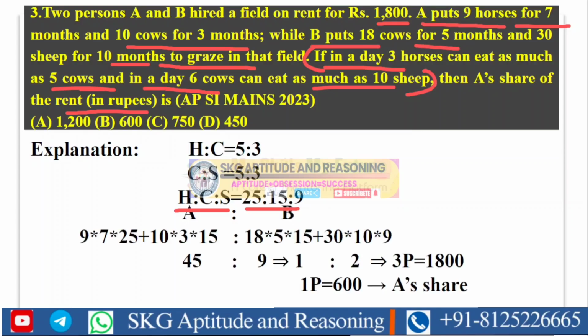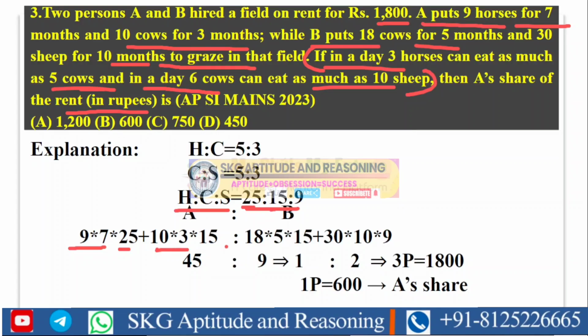Next, we need to distribute the amount to be paid by A and the amount to be paid by B. So what is given in the question? 9 horses graze in the field for 7 months, and each horse can eat 25 parts. Plus 10 cows for 10 months, and each cow can eat 15 parts.